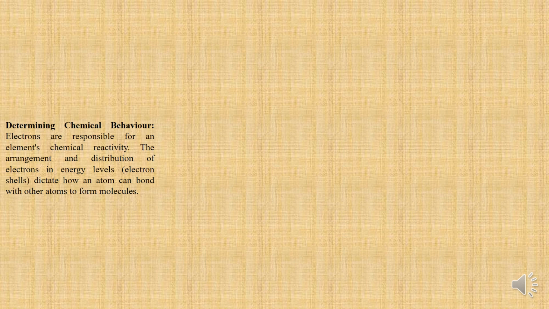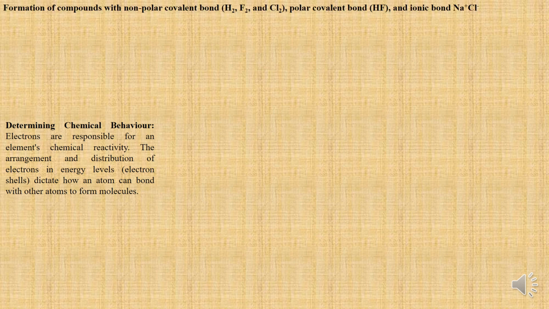So electrons play a vital role in determining the chemical behavior. Electrons are responsible for an element's chemical reactivity. The arrangement and distribution of electrons in energy levels decides how an atom will bond with other atoms to form molecules. Let us consider some examples to understand this concept.